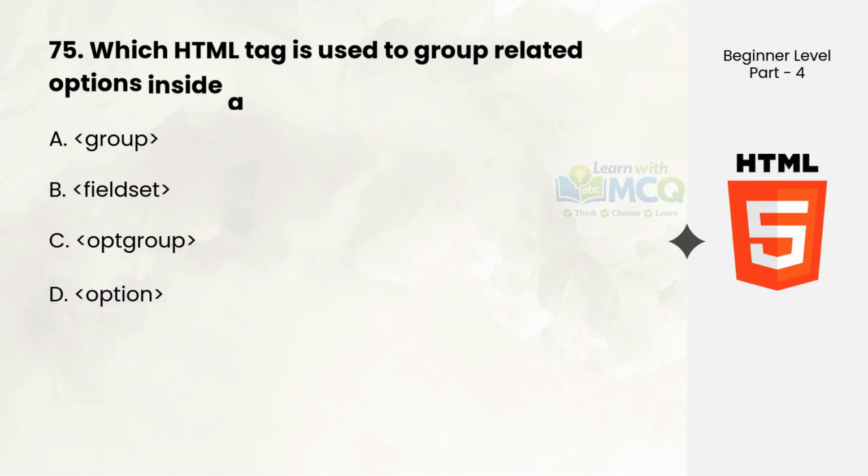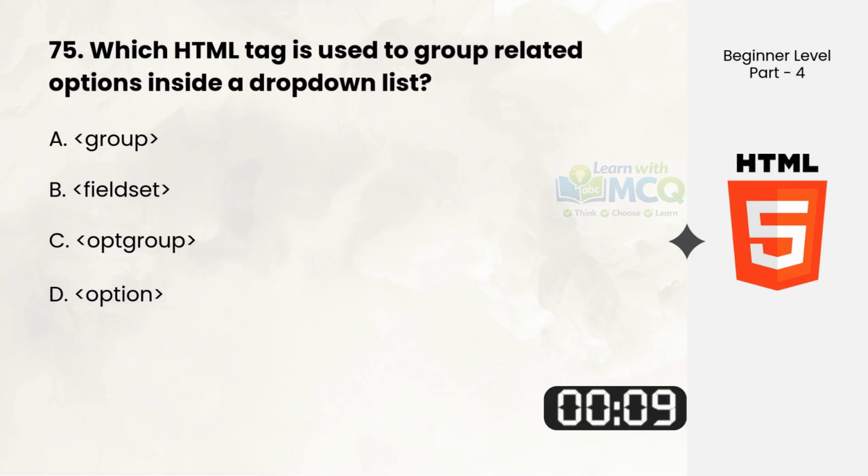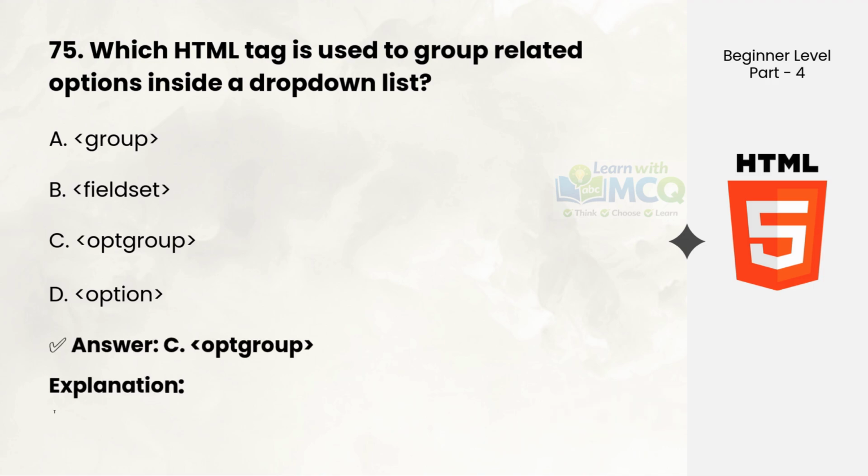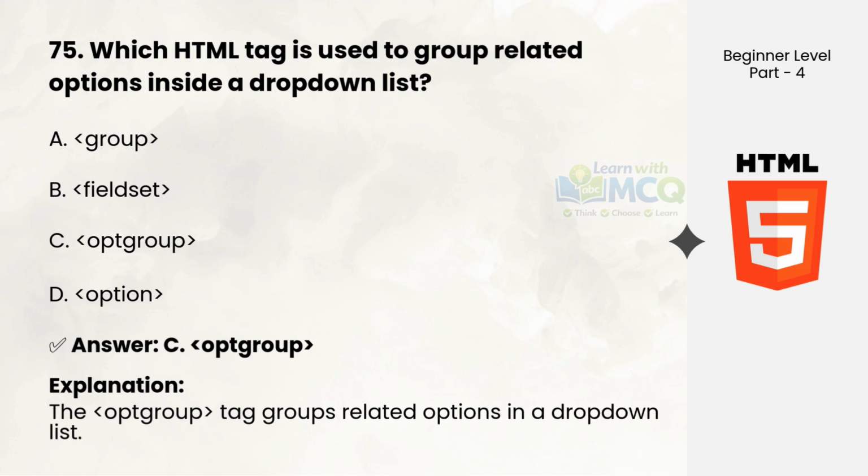Question 75. Which HTML tag is used to group related options inside a drop-down list? Options are A. Group, B. Field set, C. Opt group, D. Option. The correct answer is C. The opt group tag groups related options inside a select drop-down list.